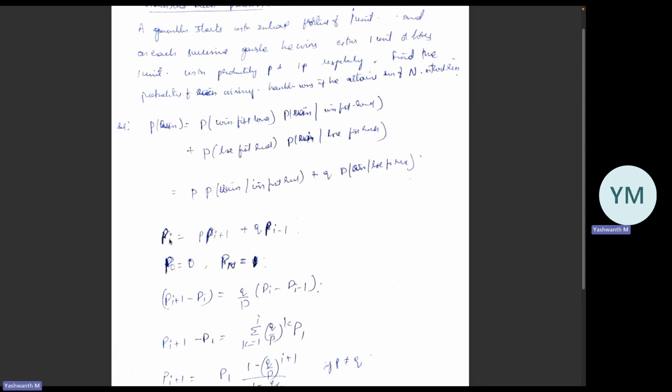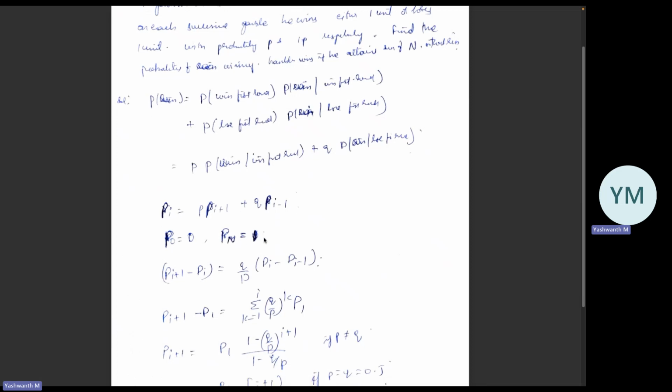Now this P_i is the probability of the gambler winning when he has an initial amount of i. If he wins, his amount is increased to i plus 1. If he loses, with probability q, his amount decreases to i minus 1. And P_0 is 0 because he cannot win if his amount becomes 0, and if the amount becomes n, it will be 1, he wins.